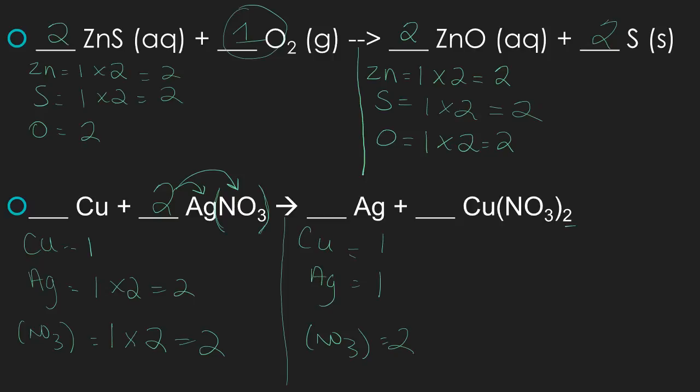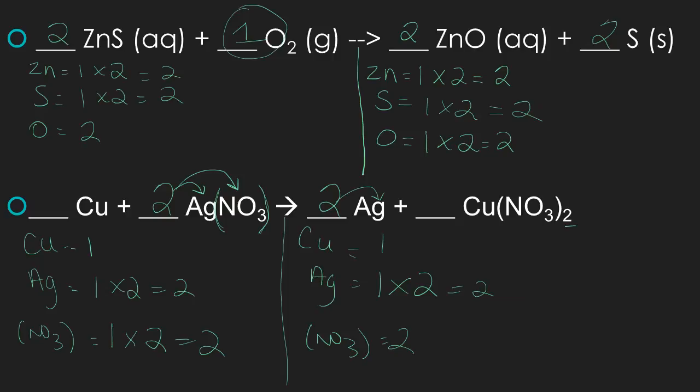2 NO3s. So now my silvers aren't good, so I need to come back on the right side, multiply this by 2. I put the coefficient in front of the Ag. I check, is there anything else that needs to be multiplied by 2? When I put that 2 in front of the Ag, the answer is no, because it's just a compound by itself.